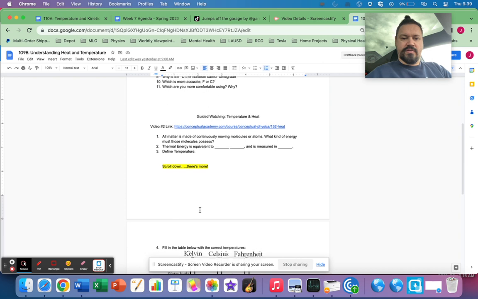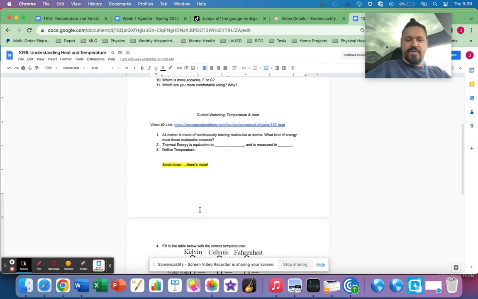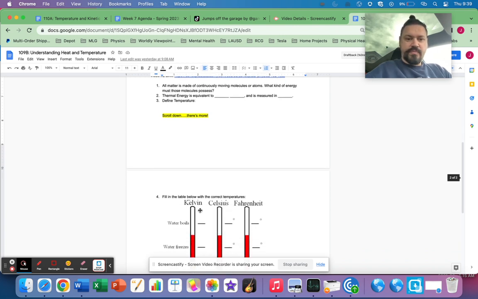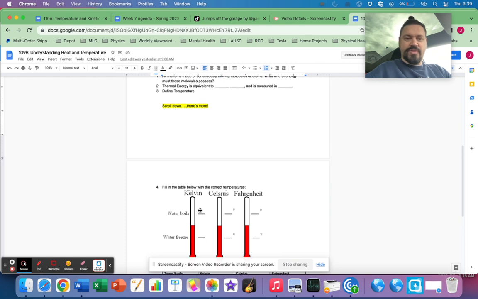So that was the first thing. Next one: all matter is made of continuously moving molecules and atoms. Since things are moving, that's kinetic energy. Thermal energy is equivalent to kinetic energy, and it's measured in joules, right? So joules of energy, just like all the other energies. You should have a definition of temperature that you found that's related to the kinetic energy of molecules, how much they're vibrating. That's what temperature is.